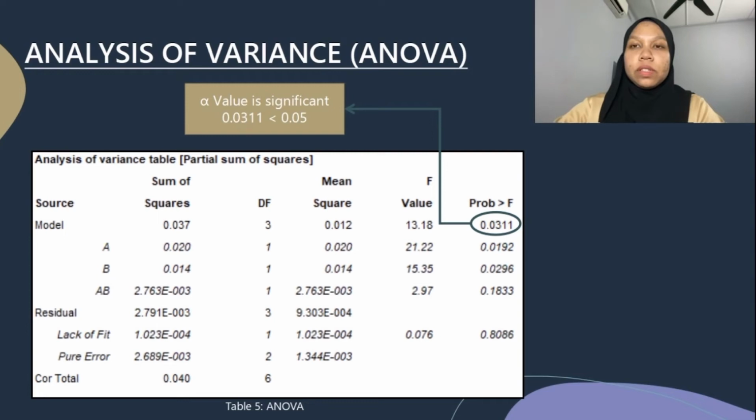Result obtained from Design Expert software. From here we can see that the model F value of 13.18 implies the model is significant. In terms of significance, the parameters that give influence are both model A and B. However, the interaction between the two parameters is not significant.